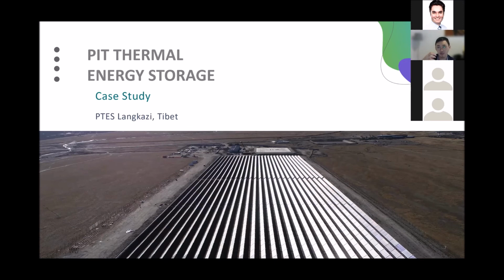So the pit in the background, which is at the far top of the picture, you see a little square inside the picture. That is where the PTES is. It is very near to the solar farms or solar panels, so that we can reduce any heat loss during the transportation. So that's a quick summary or short case study that I have.